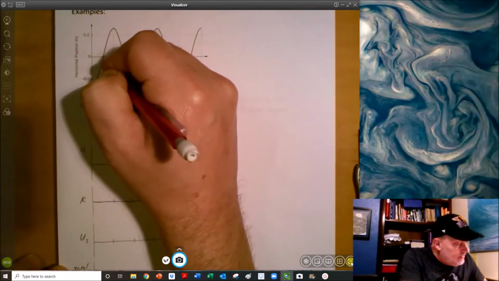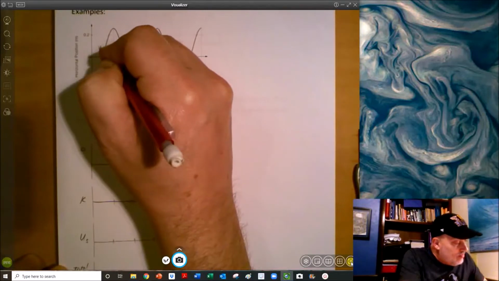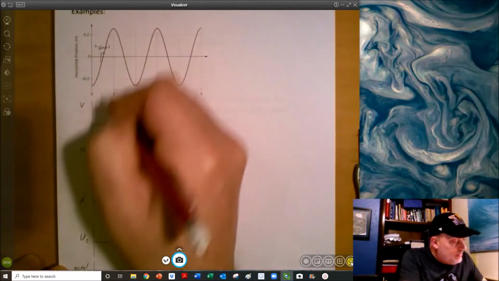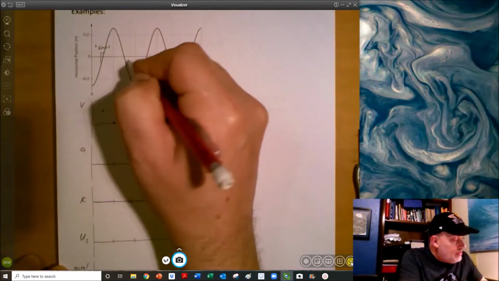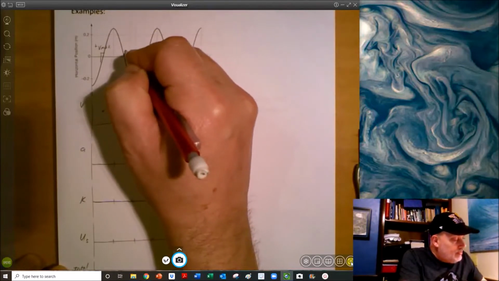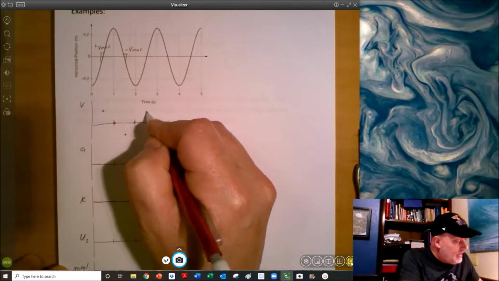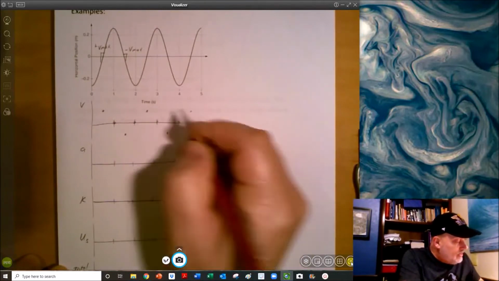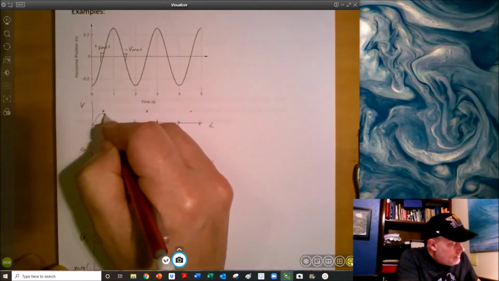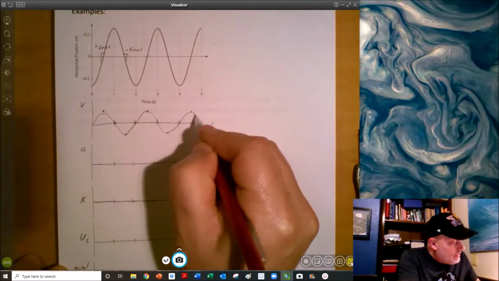So this is a positive slope. So that's our maximum positive velocity right here, so that'll be up here. And then over here we'd have our maximum negative velocity. Okay, so that would be down here. So we're going to oscillate between these points, and we should end up with a sinusoidal graph, something like that.